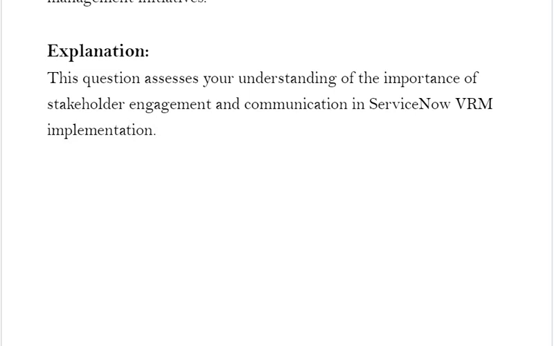Explanation: this question assesses your understanding of the importance of stakeholder engagement and communication in ServiceNow VRM implementation.